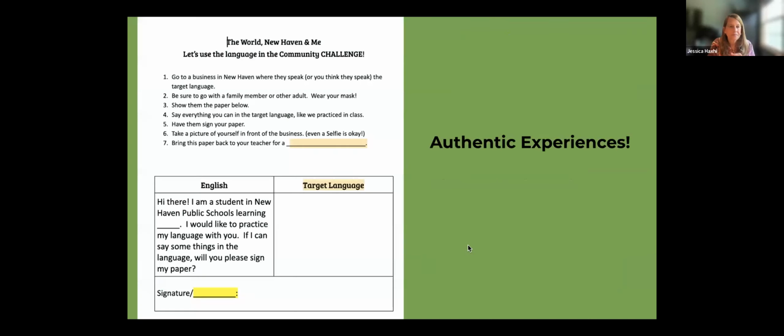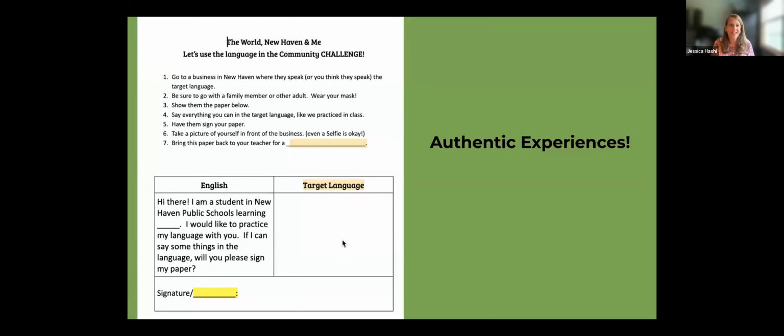So here's an example. This is from our World New Haven and Me, our very first major unit. We give the kids this paper, right? We have the teachers translate what it says on the left into their language here on the right. And this is optional. We still have "wear a mask" there from when that was required.